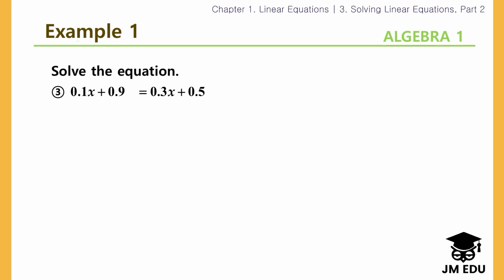Number 3, we have decimals, right? 0.1, 0.9, 0.3, 0.5, but they're all the decimal with the one place, right? So what we have to do is we have to multiply all of the expression on the left hand side by 10 to the power of 1, and right hand side by 10 to the power of 1, right? So that is equal to 0.1 times 10, that's just 1, so 1x. 0.9 times 10, that's 9.